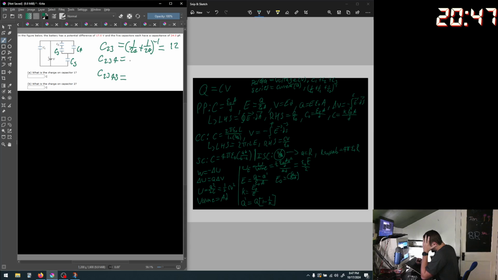Then here, this is going to be 12 plus 24 because they're in parallel. So let's add 24. This is going to equal 36. And these are in series. This is going to be 1 over 36 plus 1 over 24, inverse, which is 72 divided by 5, which is 14.4. So now we've got all the C equivalents.